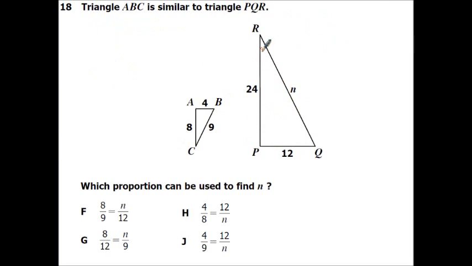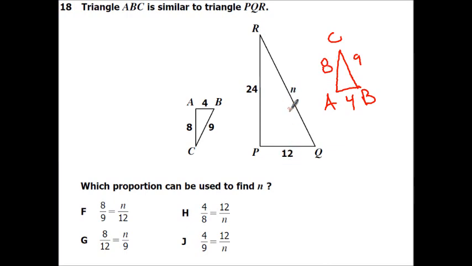All right, triangle ABC is similar to triangle PQR, so that means that they are proportional to one another, which proportion can be used to find n. So when I do these, I like to redraw them so they're both facing the same way. So if I redrew that smaller one, this was C, this was A, and this was B. So AB was 4, BC was 9, and AC was 8.